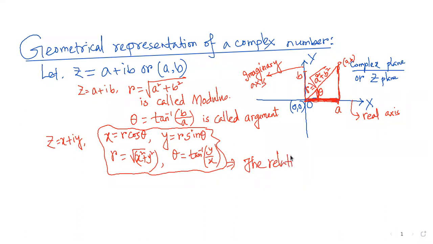Which represents the relation between the Cartesian and polar coordinates.